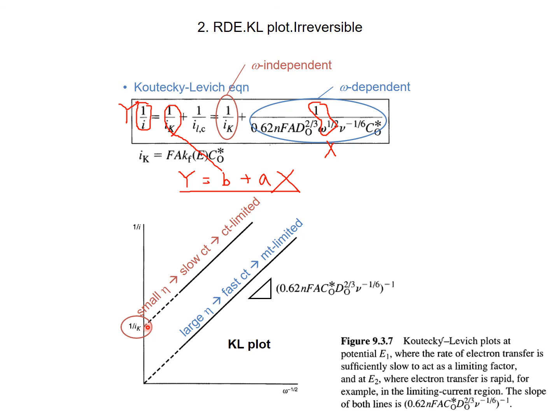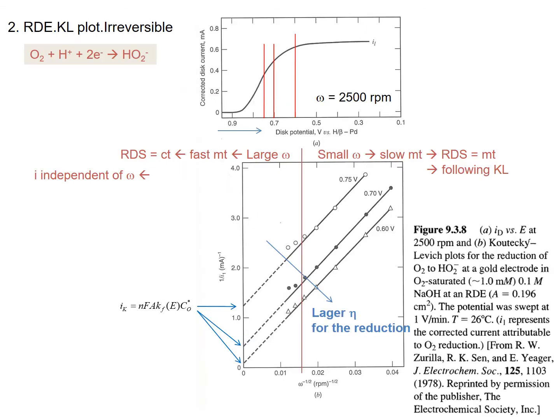So, by using Koutecký-Levich equations, you could calculate the diffusivity and the kinetic current at various potentials. Here is an example of using the Koutecký-Levich equations, or Koutecký-Levich plot. The electrochemistry I'd like to introduce is the hydrogen peroxide production reaction. Oxygen plus proton plus 2 electrons goes to hydrogen peroxide anion.